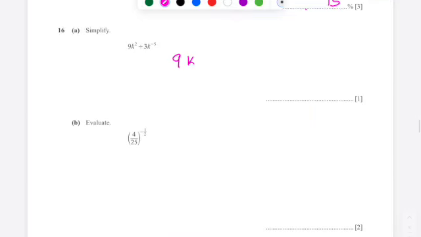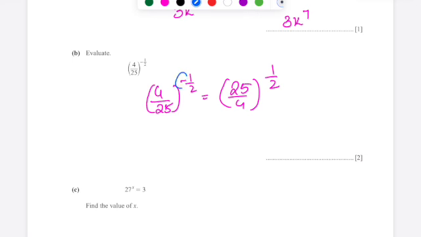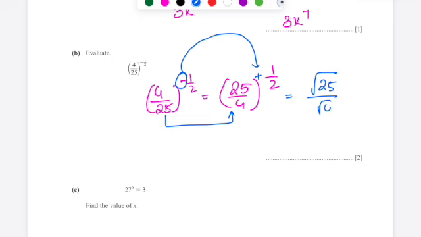Simplify 9k square divided by 3k to the power of negative 5. 3k to the power of 2 minus of minus 5. 3k to the power of 7. Next, 4 upon 25 whole power negative 1 upon 2. It becomes 25 upon 4 whole power 1 upon 2. Whenever the negative becomes positive, the fraction becomes reciprocal. So this is square root of 25 by square root of 4, which is 5 by 2.